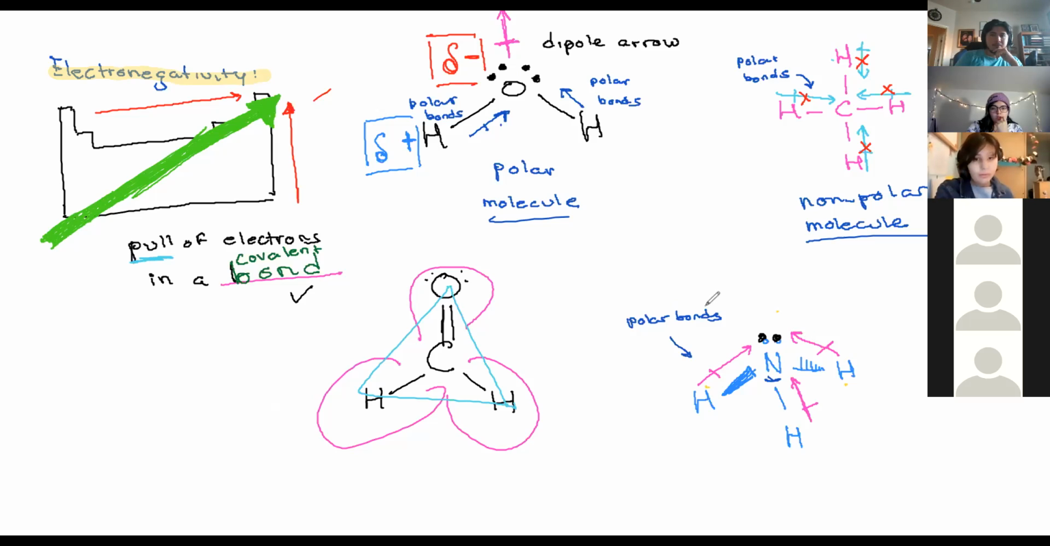How do we know which way the arrows are turning? Remember we said that the arrow is pointing towards the most electronegative element, and that's going to be determined by your trends on the periodic table. And then the little line is reminding you what side is a little bit more positive. Okay, so that's a good way to remember it. It's always going to point towards the most electronegative element.